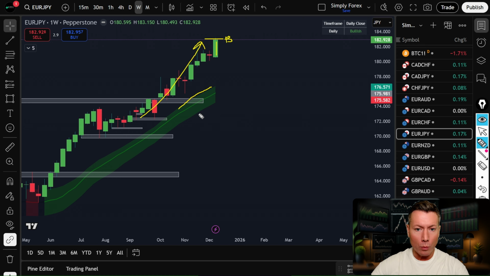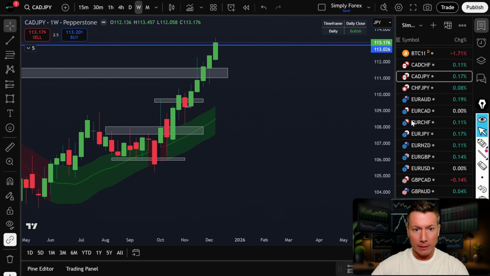Let's look at CAD just because it's there. Look at the weekly. It is flying, and last week's trade idea hit target, by the way. It's flying, but there's no value here.